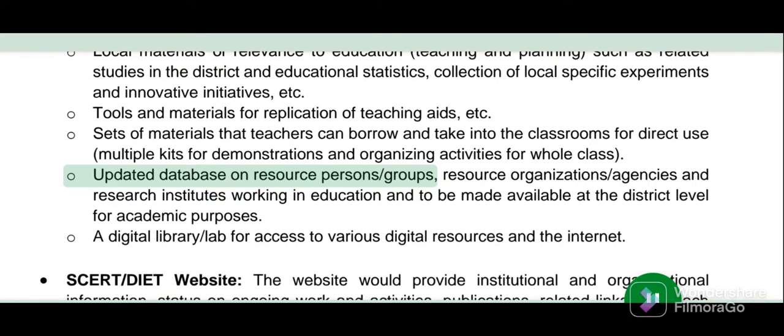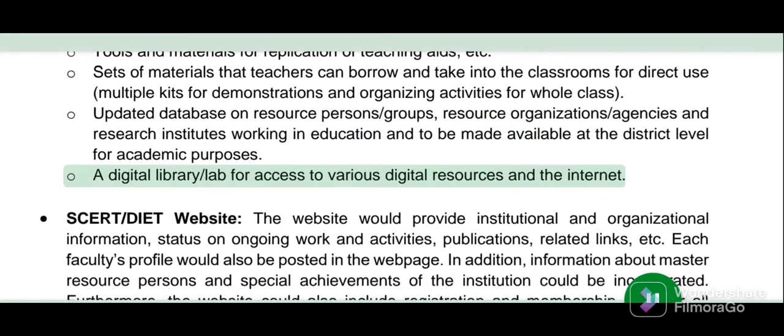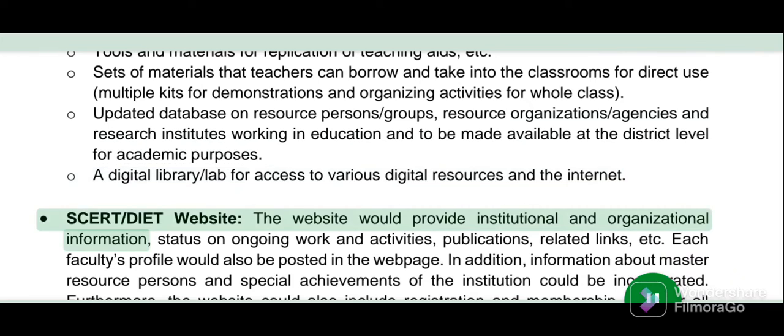Updated database on resource persons, groups, resource organizations, agencies and research institutes working in education, to be made available at the district level for academic purposes. A digital library lab for access to various digital resources and the internet.